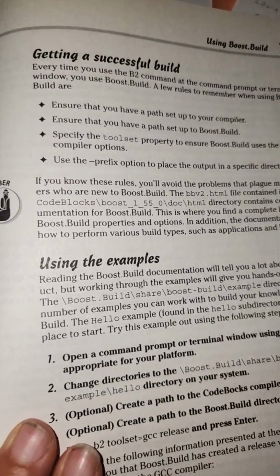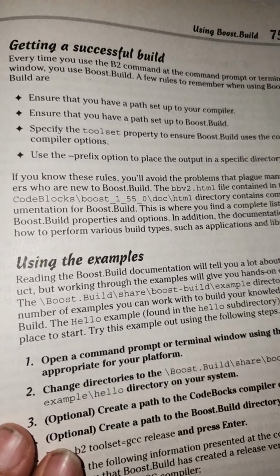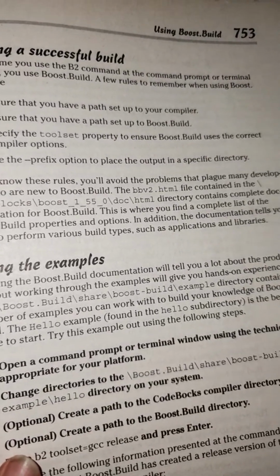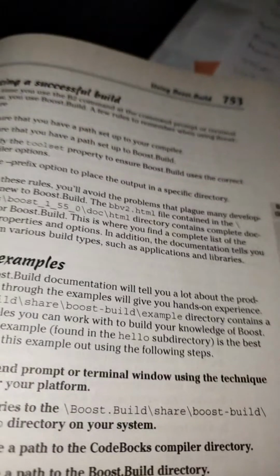Code Blocks, boost_1_55_0 doc html directory contains the documentation for Boost.build. This is where you find a complete list of the Boost.build properties and options. In addition, the documentation tells you how to perform various build types, such as applications and libraries.